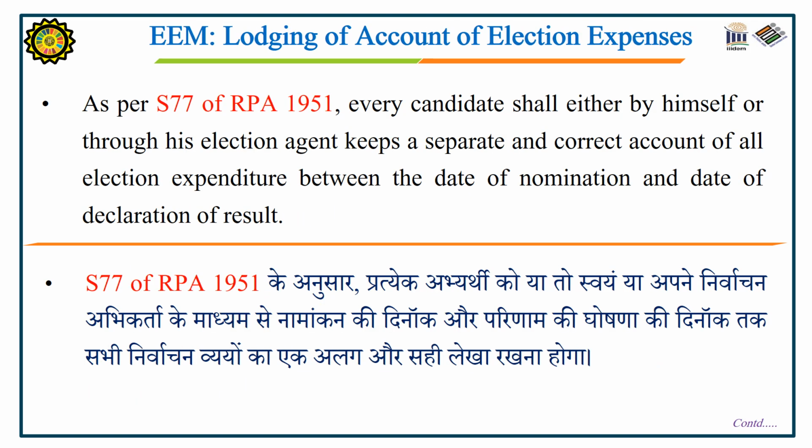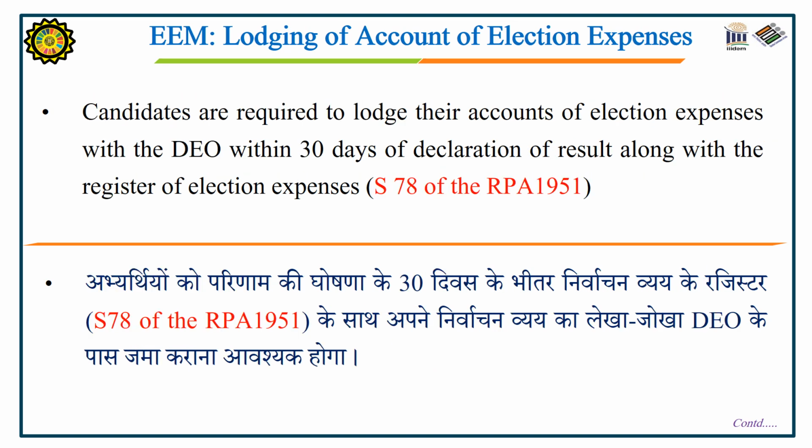As per Section 77 of the RP Act 1951, every candidate shall, either by himself or through their election agent, keep a separate and correct account of all the election expenditure between the date of nomination and the date of declaration of result. Candidates are required to lodge their accounts of election expenses with the district election officer within 30 days of declaration of result, along with the register of election expenses.